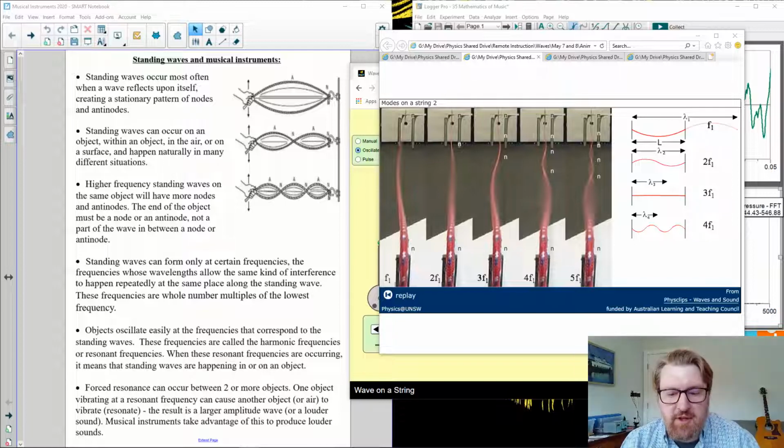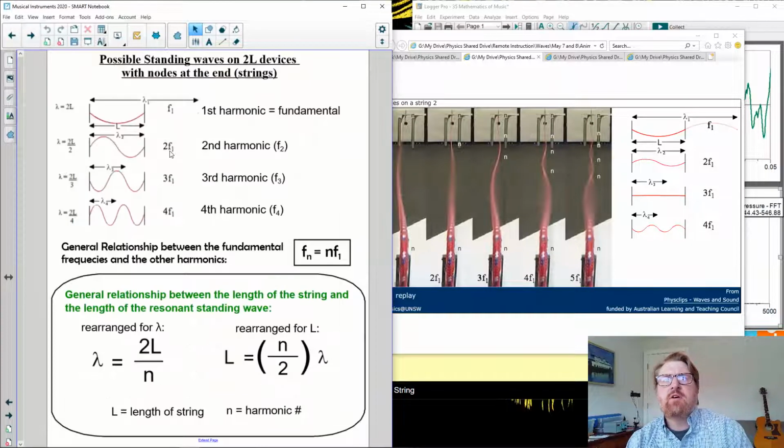We're going to flip to the next slide of the notes. And when we flip to that next slide, what we see here is really just a summary of what we were just talking about. Only certain frequencies of standing waves are possible on a string, and those frequencies correspond with particular wavelengths. Those particular wavelengths are either twice the length of the string, equal to the length of the string, 2/3 of the length of the string, 2/4 of the length of the string, or so on.